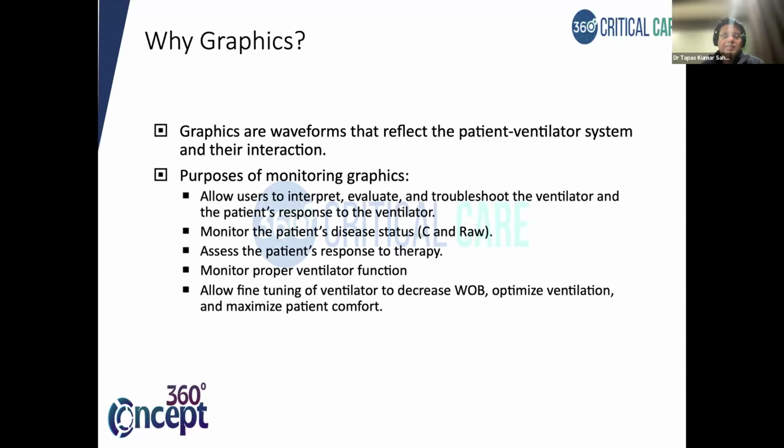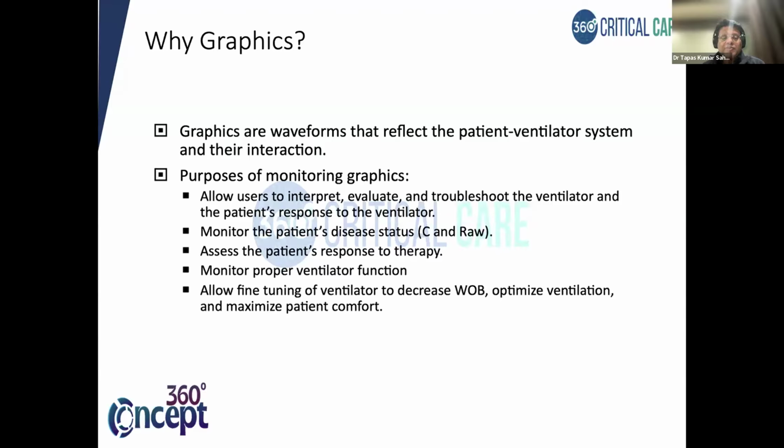The most important thing in the respiratory ICU, for patients on a ventilator for pneumonia or a respiratory problem, is the compliance and the resistance of the airway. Assess the patient's response to the therapy that we are using, whether it is a bronchodilator, whether we are giving steroids, whether we are dehydrating by doing deresuscitation. So we all need to know with the graphics how it is actually affecting.